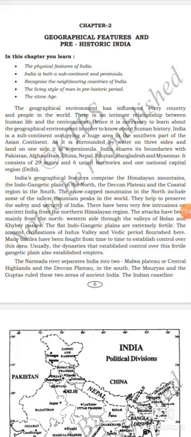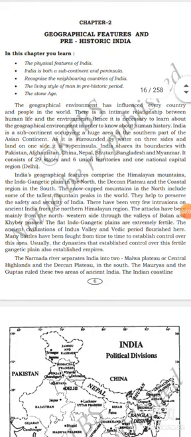The flat Indo-Gangetic plains are extremely fertile. The ancient civilization of Indus Valley and Vedic period flourished here. Many battles have been fought from time to time to establish control over this area. Usually, the dynasties that established control over this fertile Gangetic plain also established empires.